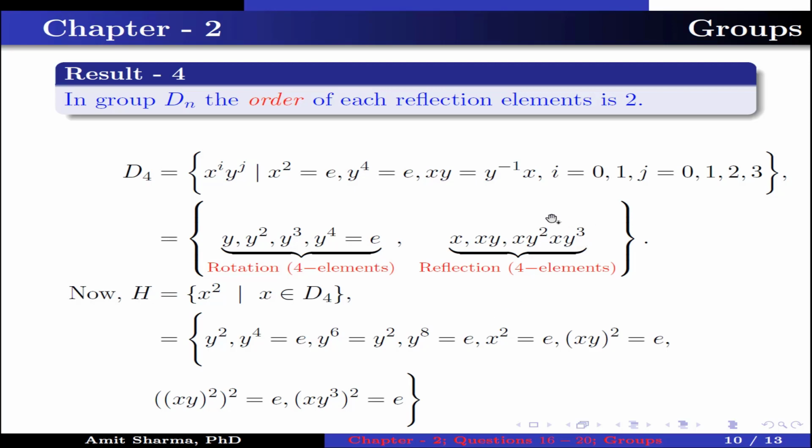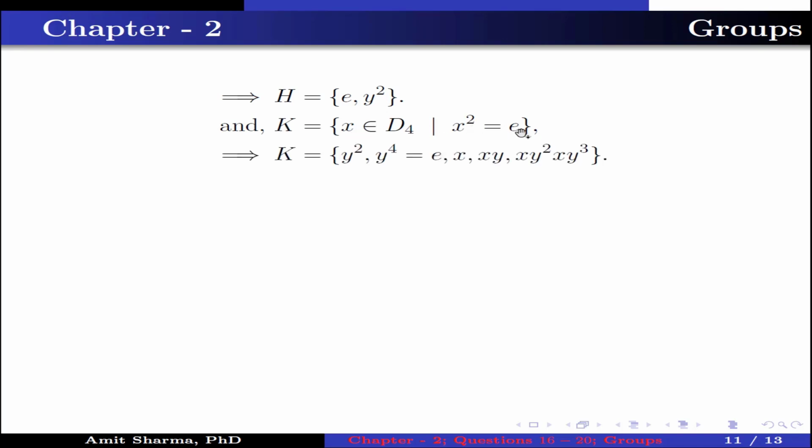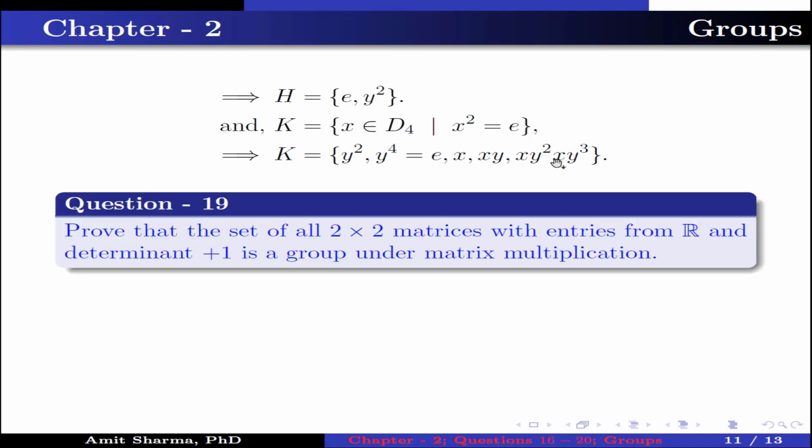And we know that each reflection element has order 2. This implies the square of these elements is identity. Now we know that a set contains only distinct elements. This implies H contains the elements E and y squared. And K containing the elements x belongs to D4 such that x squared equals identity. This implies K contains the elements y squared, y to the power 4, x, xy squared and xy cubed.